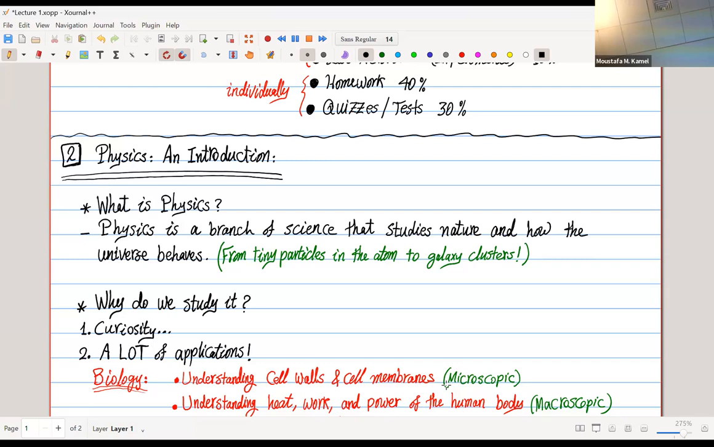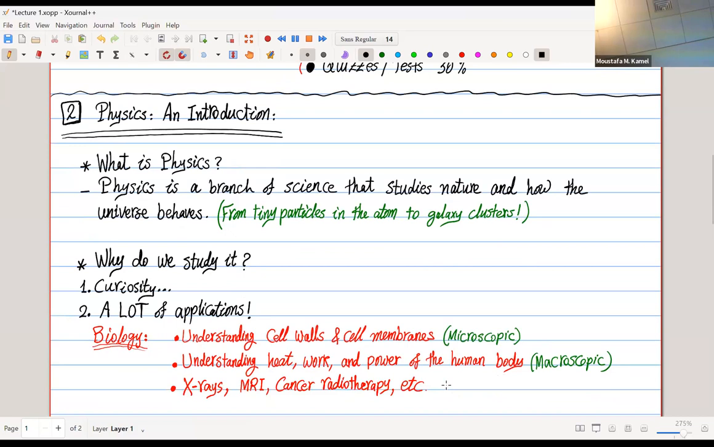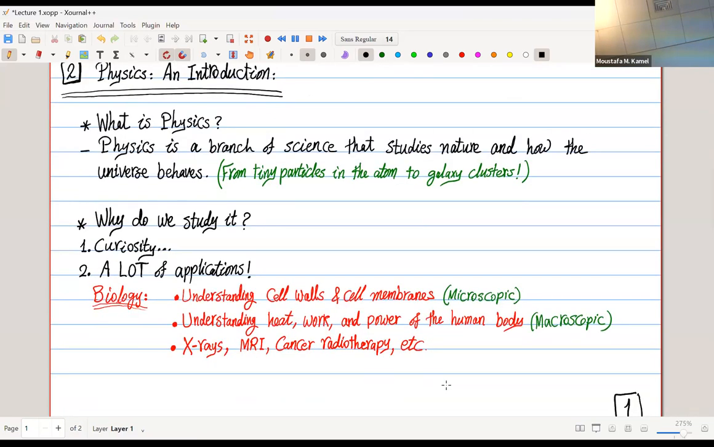So physics has a lot of applications, literally everything around us, like computers, this projector, literally anything. But since this course is more focused towards life science students, I just got some applications from biology. It helps understanding cell walls and cell membranes. This is on the microscopic level. It helps understanding the heat, work, and power of the human body. And this is on the macroscopic level.